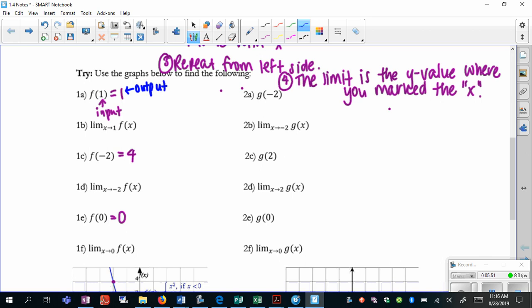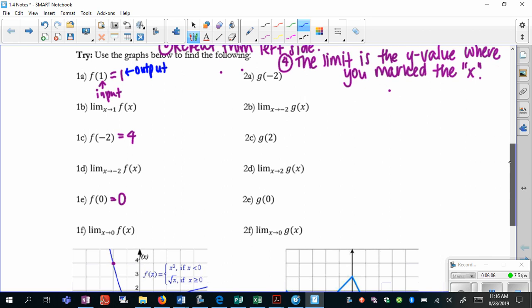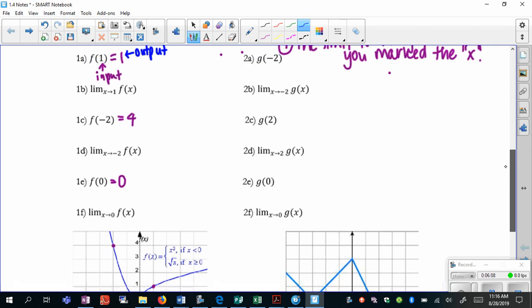So now let's look at actually following the steps for finding the limit. So for part B, the limit as x approaches 1 of function f of x. Notice that the x going to 1, or approaching 1, is not under it, it's next to it. Same thing, just different. You'll see it both ways.